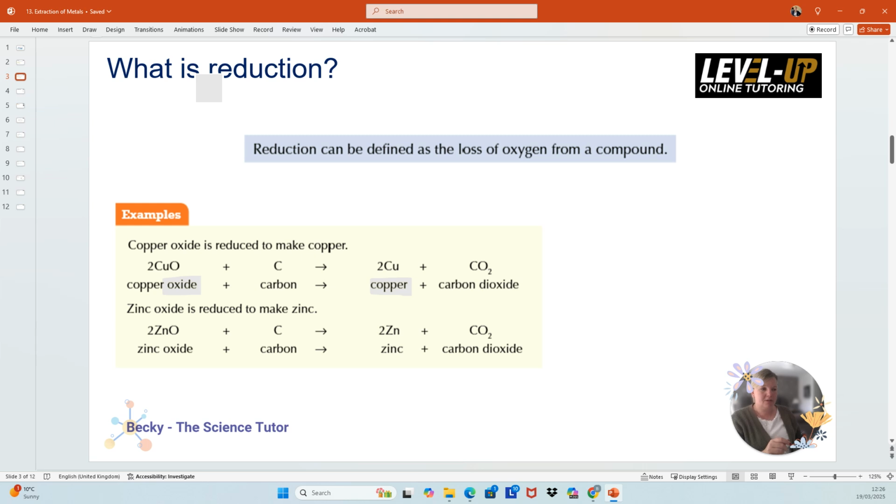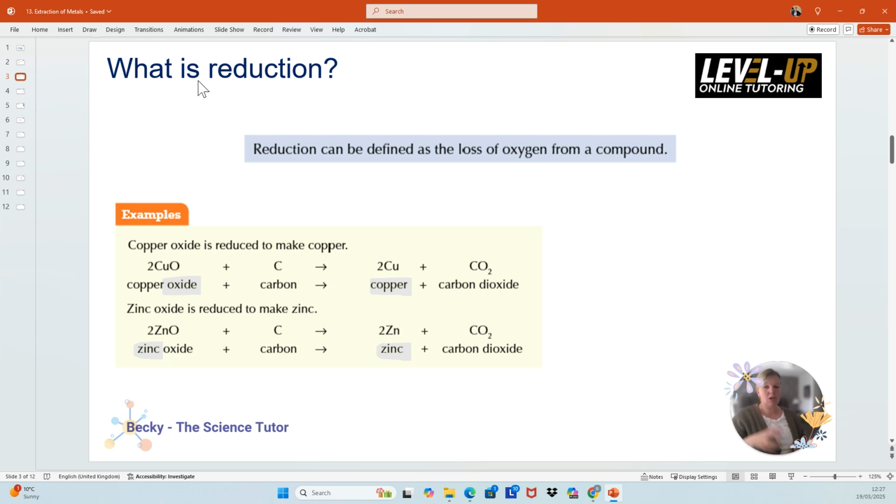So if we look here, we've got zinc. So zinc is bonded to the oxygen, carbon comes along, steals the oxygen, and poor old zinc, but luckily for us, is now left on its own. And therefore we can do whatever it is that we need to do. Smelt it, remold it, alloy it, whatever it is that we're doing with that metal before we sell it on.